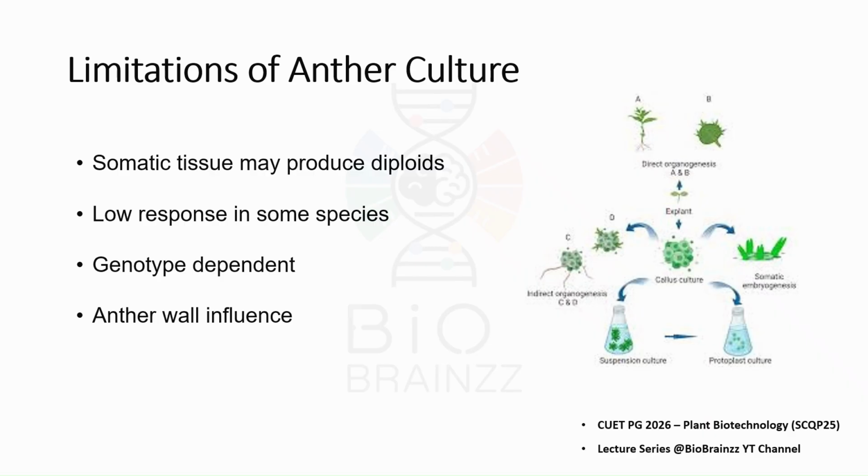Sometimes somatic cells from the anther wall may divide and produce diploid plants instead of haploids. This reduces the efficiency of haploid production. The response also depends strongly on plant genotype, and some species show very low androgenetic potential. Therefore, optimization of culture conditions is essential.